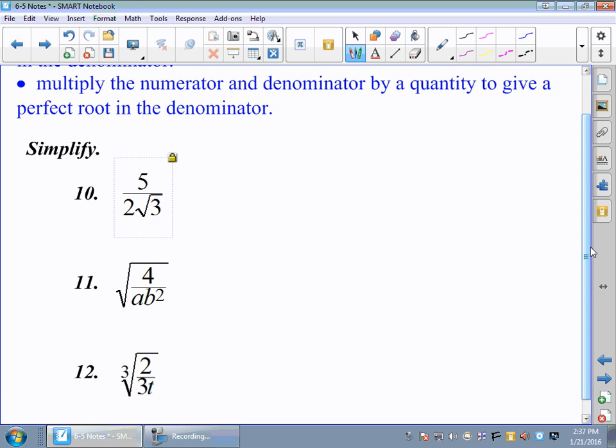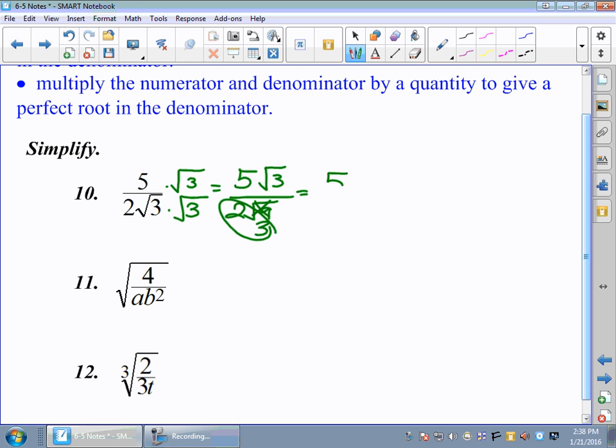So we've been doing this all year. Whatever you do to the denominator, we can do to the numerator to clean up. So we're going to multiply a square root of 3 by another square root of 3 to make it a perfect square. So I get 5 root 3 over 2 root 9. Well, 2 root 9, the 9 becomes a 3. 2 times 3 is 6. So 5 root 3 over 6.